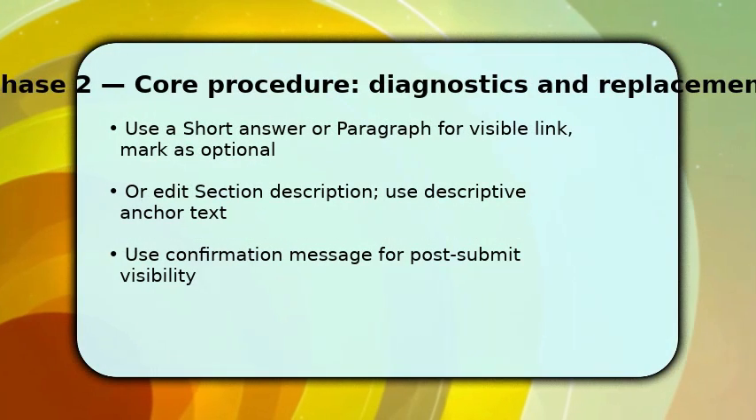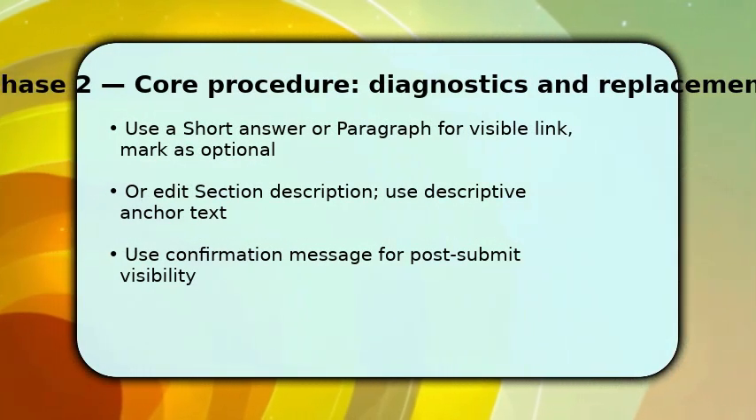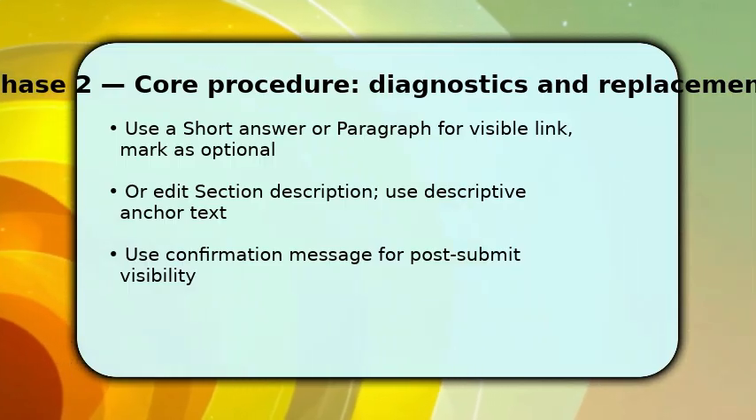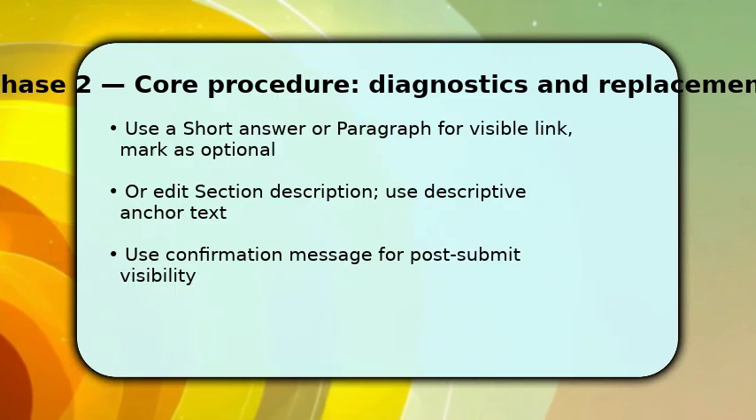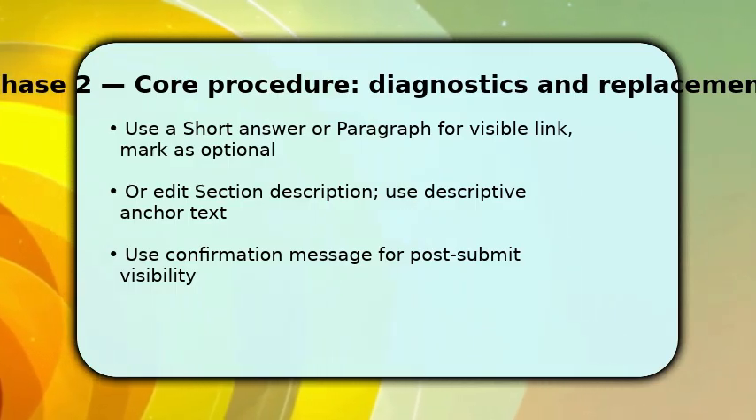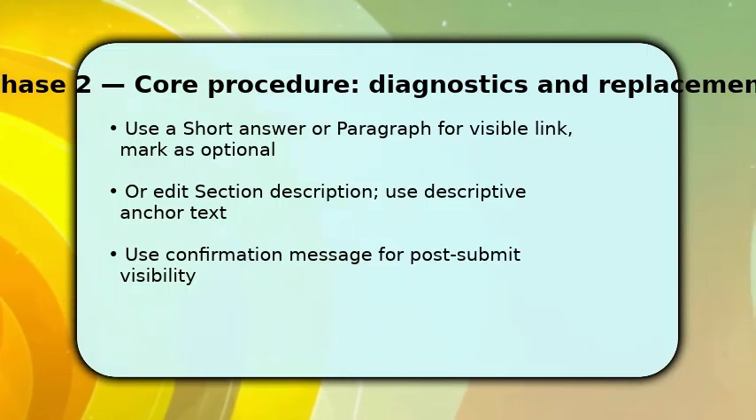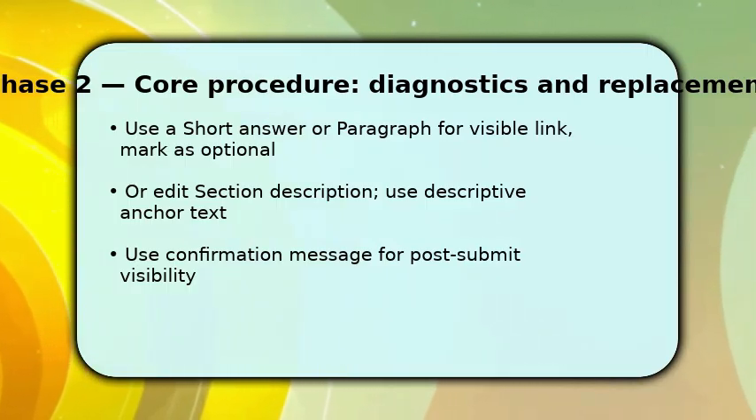Now you embed the link. If you want it visible on the form, add a short answer or paragraph field and paste the full wa.me or API.WhatsApp.com link. Label it clearly so users know to tap it. Alternatively, click the three-dot menu for a section and paste the link into the section description for broader context.